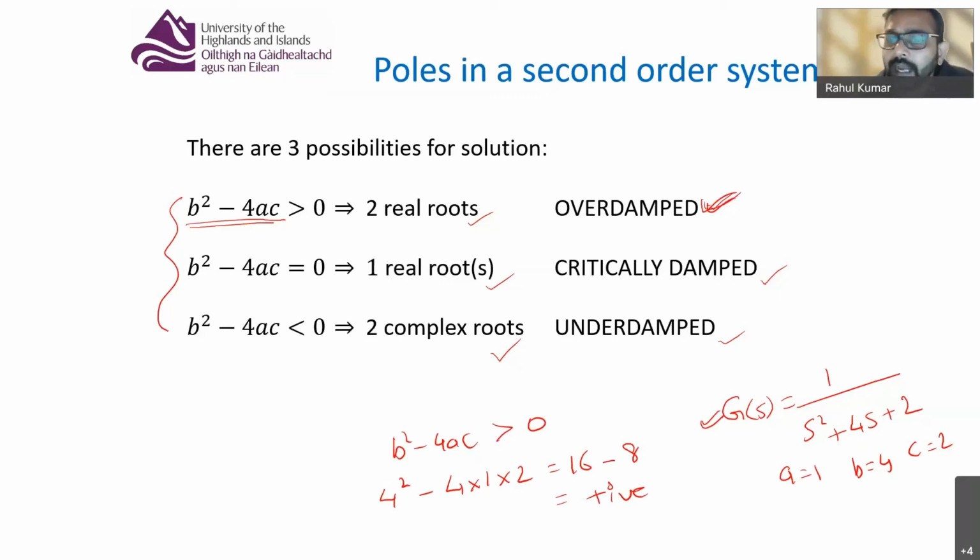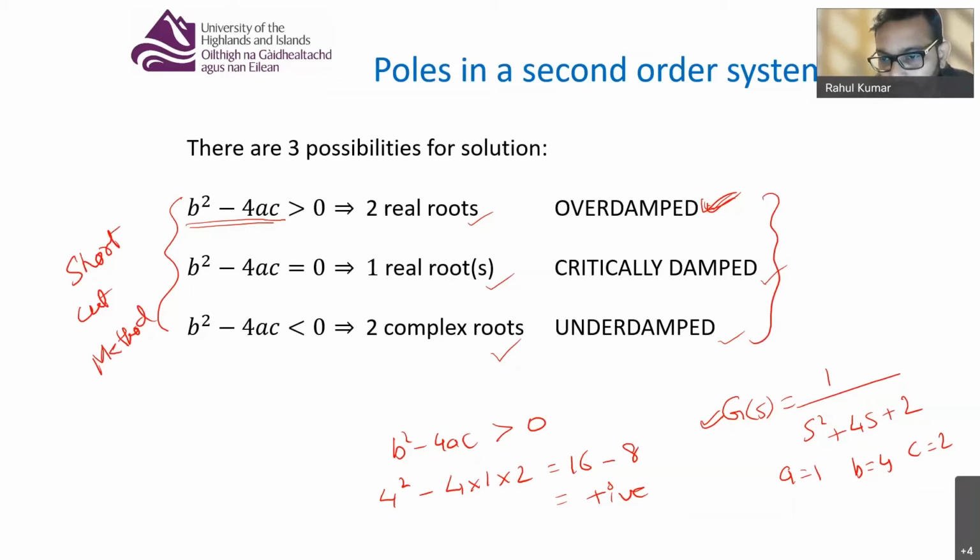You can see how quickly we can decide whether our system will be overdamped, critically damped, or underdamped. Just by looking at the transfer function and doing a small calculation, we can determine what type of system it will be. Okay, so it is kind of a shortcut method to determine the condition of my system or the performance of my system.